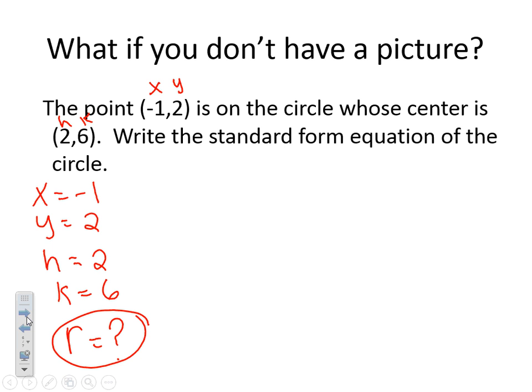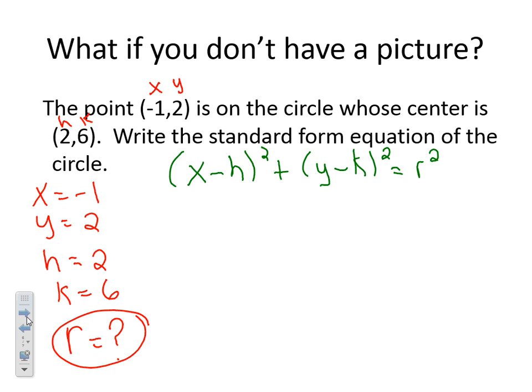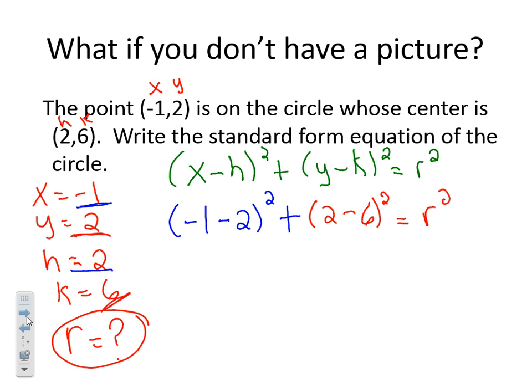Even though we don't have a picture and we don't have to draw a picture, we're going to use our original formula. Our original formula says (x - h) squared plus (y - k) squared equals r squared. Well, we know the x, the h, the y, and the k, so we can find the r because we only have one variable. We're going to plug in everything we know. So we know x is -1. So I have -1 minus my h, which is 2, squared, plus my y is 2. So I have 2 minus my k, which is 6, squared, equals r squared, because I don't know that.